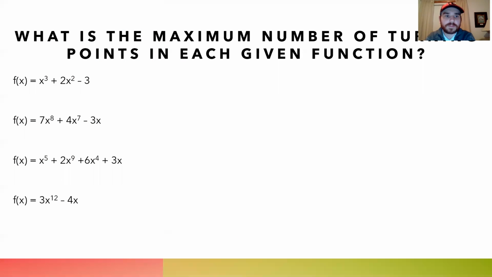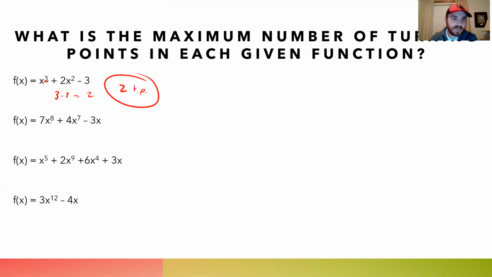Okay, so here we just have a little bit of a test question about this. What is the maximum number of turning points in each given function? So this one, we just want to look for the degree first. This one has a degree of 3 because 3 is its highest exponent. 3 minus 1 equals 2. So we know this one is going to have 2 turning points maximum.